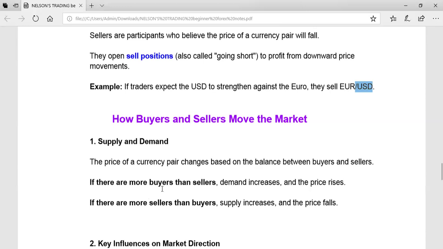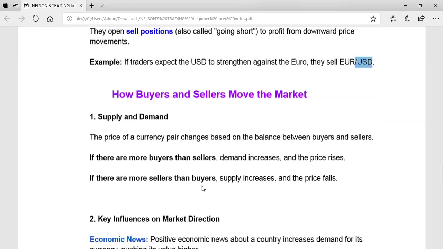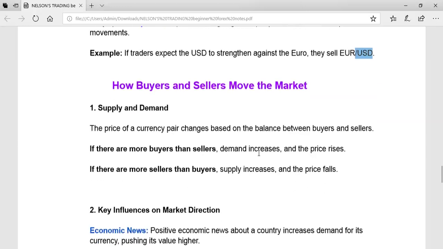So if there are more buyers than sellers, demand increases. This is the best thing that you need to understand, because it will help you understand exactly what's happening in the market. Before we go into the charts, this is the best knowledge that you need to understand first. If there are more buyers than sellers, demand increases.